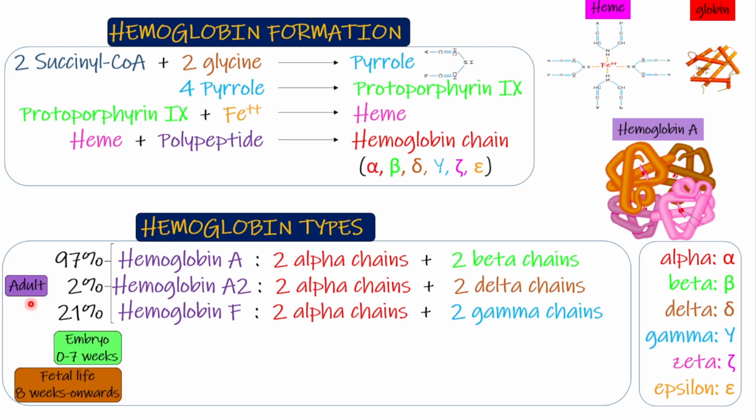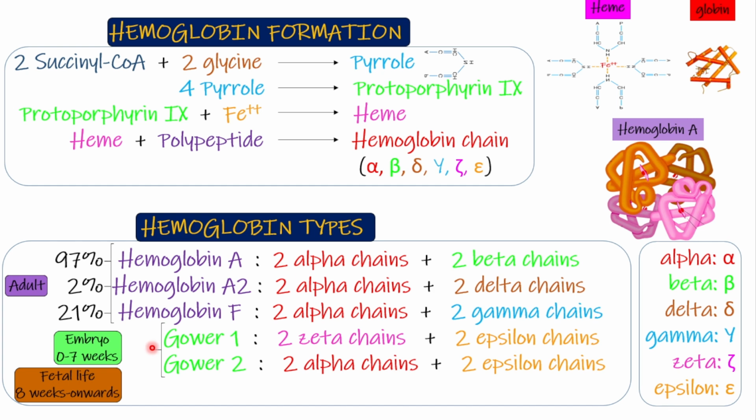If we talk about prenatal life, in the embryo there are different types of hemoglobin, and in fetal life there are different types of hemoglobin. The embryonic stage is when the unborn child is from 0 to 7 weeks, and the fetal life is 8 weeks onwards, which means 8 weeks till birth. In the embryo, from 0 to 7 weeks, there are two types of hemoglobin. One is Gower 1 and the other one is Gower 2.